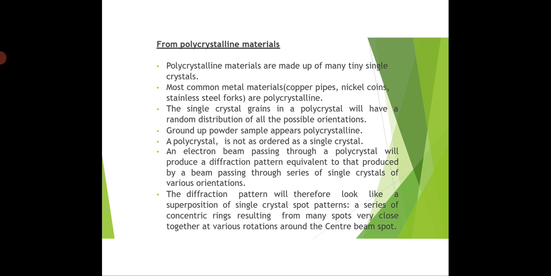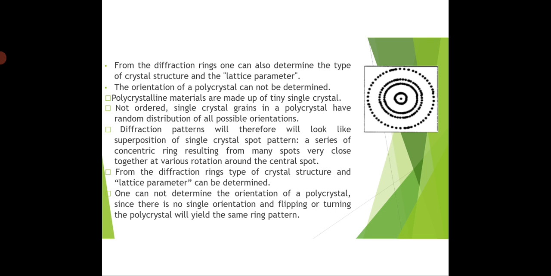An electron beam passing through a polycrystal will produce a diffraction pattern equivalent to that produced by a beam passing through a series of single crystals of various orientations. The diffraction pattern will therefore look like a superposition of single crystal spot patterns, a series of concentric rings resulting from many spots very close together at various rotations around the center beam spot. From the diffraction rings, one can also determine the type of crystal structure and the lattice parameter. The orientation of a polycrystal cannot be determined.